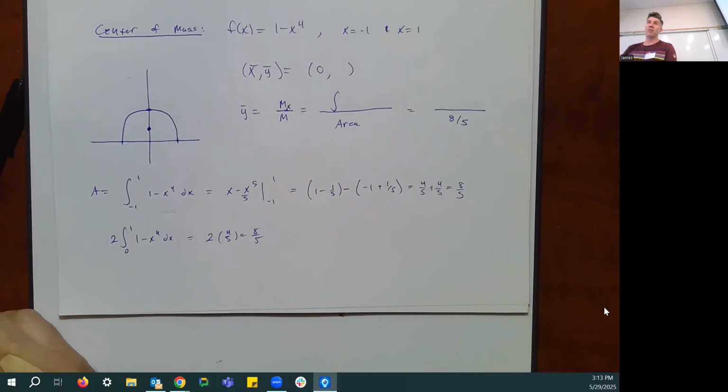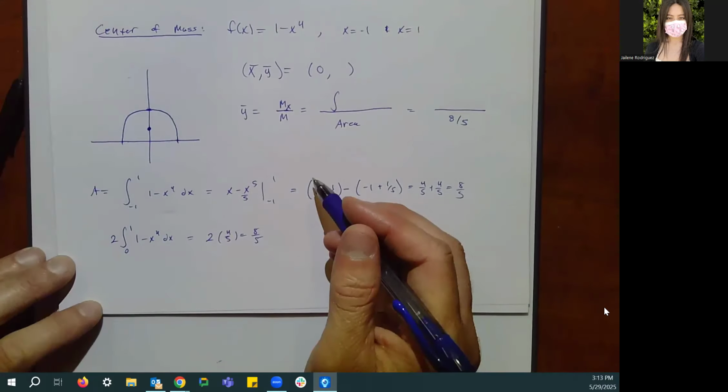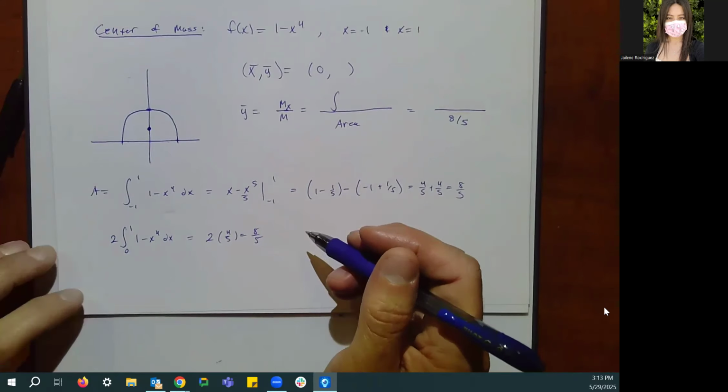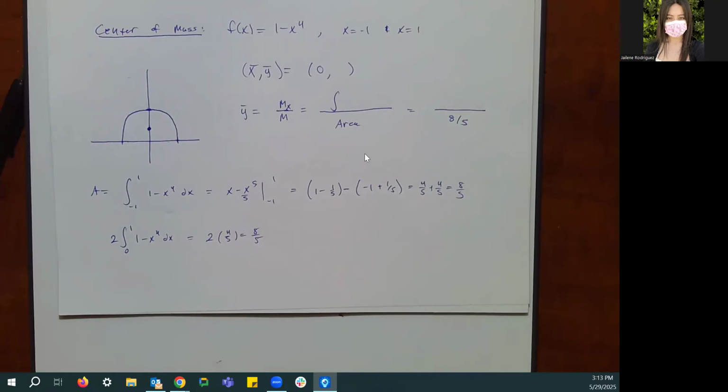So now we just have to find the moment around the x-axis, which is always the pain in the butt. Yeah, it's especially a pain here. So, yeah, it is. There's actually a couple ways you could do this.